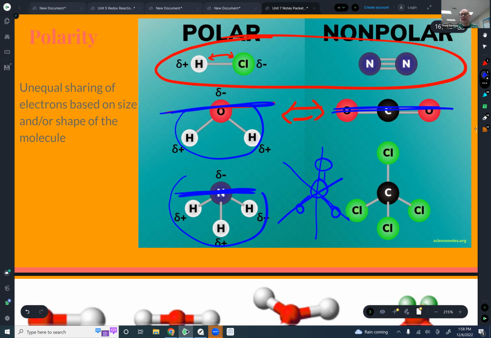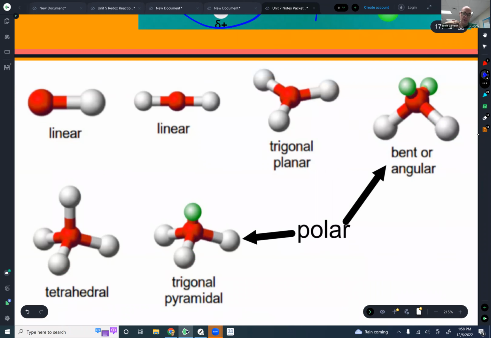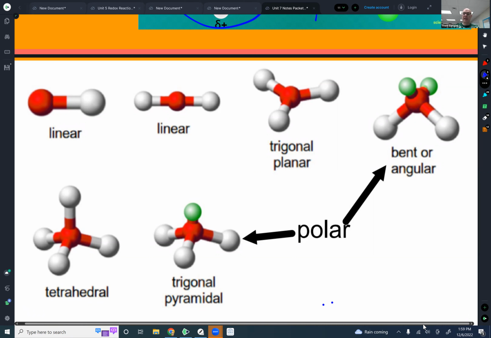So let's formalize this and tell you that the only 2 molecules that are guaranteed to be polar every single time are the trigonal pyramid and the bent. I don't like the use of the word angular. That's not the more common term. It's acceptable, but we usually just go with the word bent.